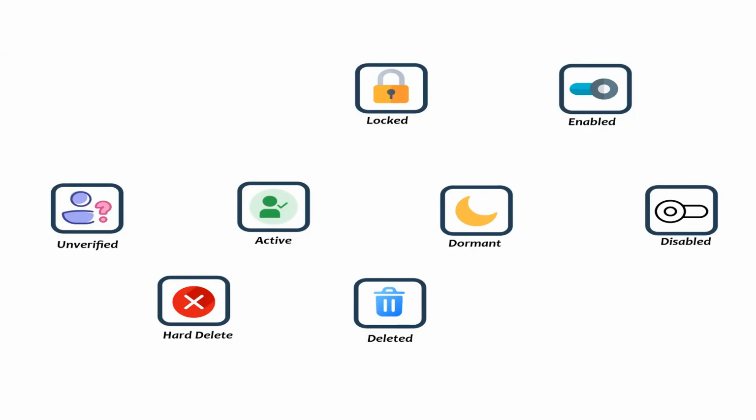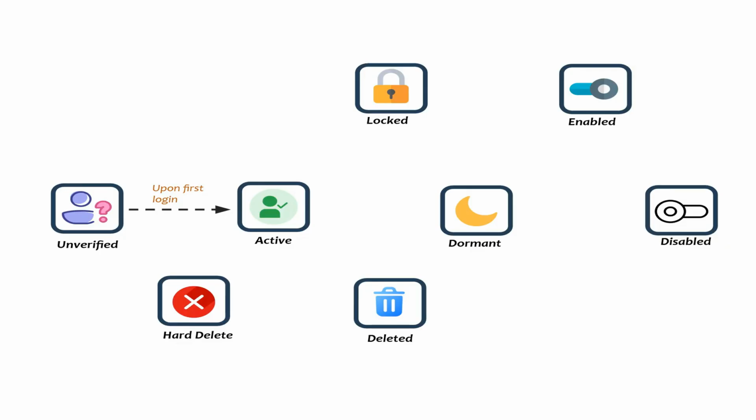In AutomationEdge, every user account can exist in different states, and these states show what stage the user is in. For example, whether the user is active, unverified, locked, or even deleted. Let's understand them one by one. When a user is created for the first time, the user account starts in the unverified state. Once the user logs in for the first time, the state automatically changes to active.